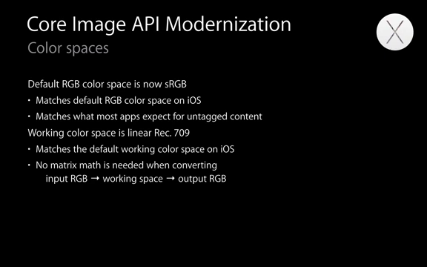Similarly, our default working space has also changed on OS X. It is now a linearized version of the Rec 709 chromaticities. And again, this matches the default we have for our working space on iOS, and has a great performance advantage, which means that in most typical scenarios where you have sRGB content going into a filter in its working space and then going back to sRGB output, no matrix math is needed at all. So this is a great advantage.